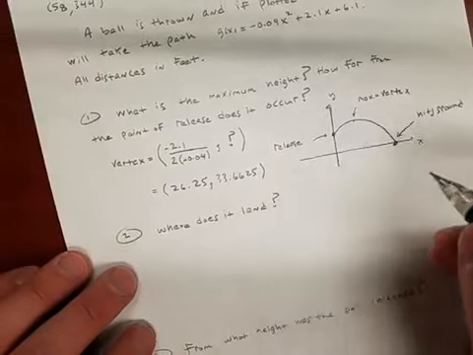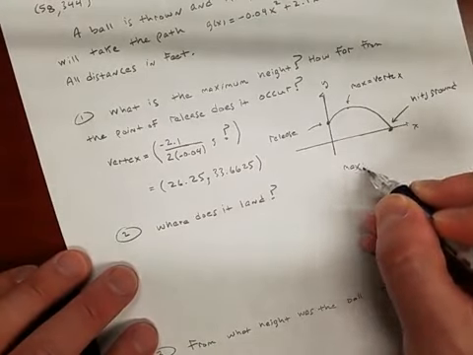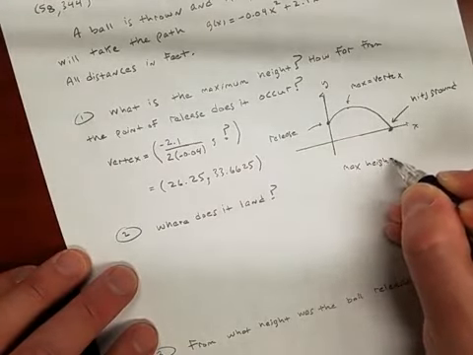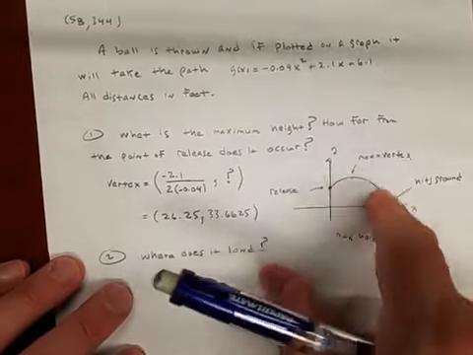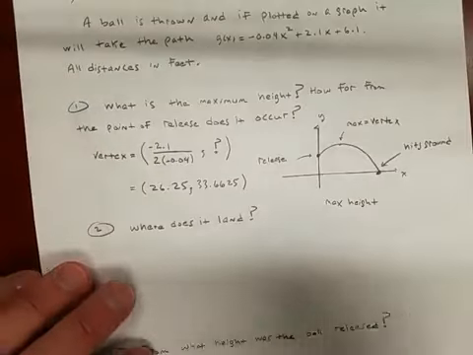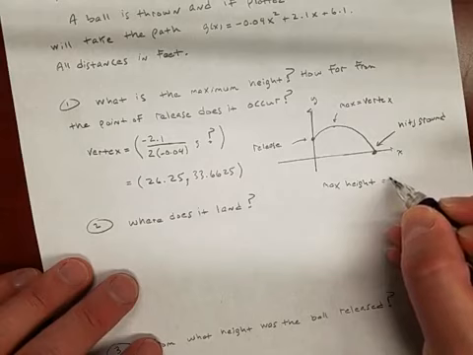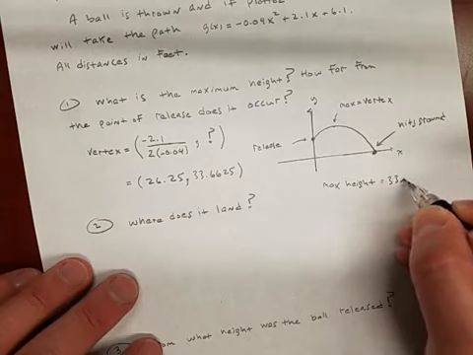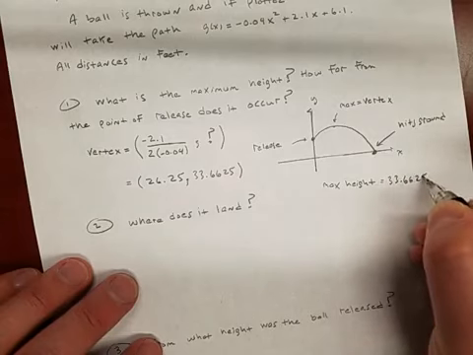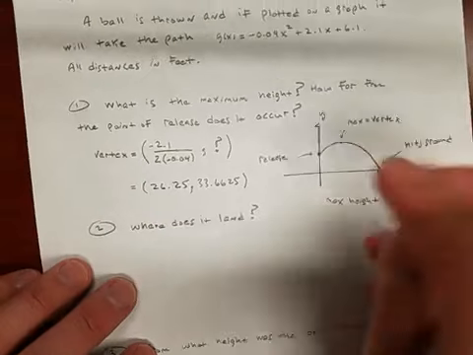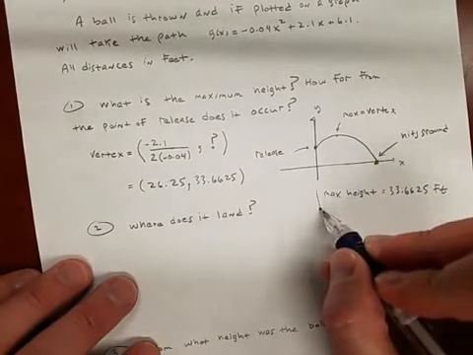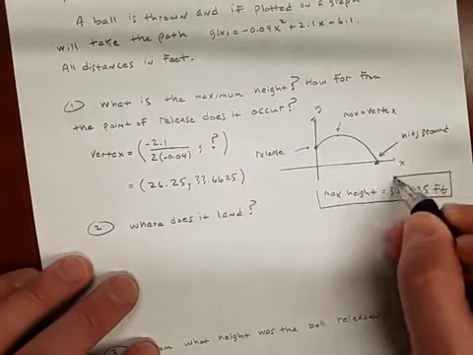Okay, so let's give the answer this way. The max height for an object thrown forward, moving according to that equation, is going to be 33.6625 feet. It says all distances are in feet.